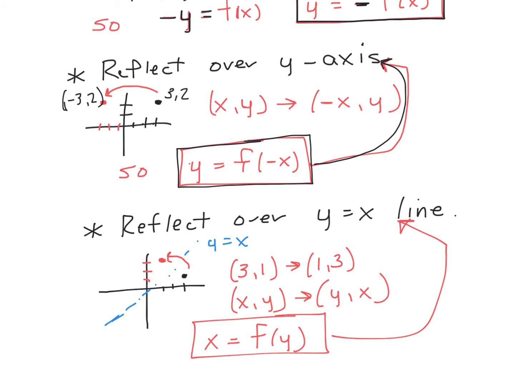Something we'll talk about, I won't ask you to graph any of these on today's assignment, but to reflect something over the y equals x line. Remember, the y equals x line is this main diagonal line with a slope of 1. To reflect over that, in this case you can see I'm showing the point (3, 1). If I reflect it over that line, it would become the point (1, 3). So what's happening is the x is becoming the y and the y is becoming the x, which we show right here. And therefore, x equals f of y would reflect something over that main diagonal.